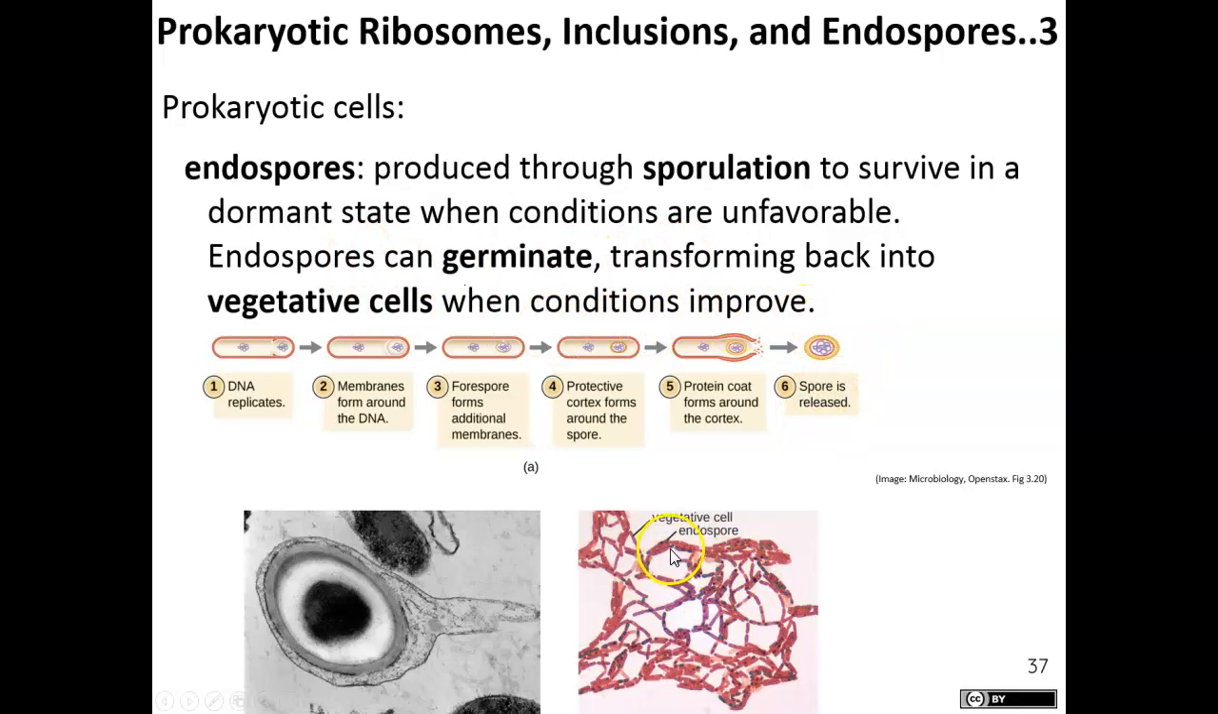These you can see down here, these are endospores, these little green structures. The cells that are producing them, obviously you can see them as well. They are pink. And so this is an example of Bacillus cereus producing endospores.